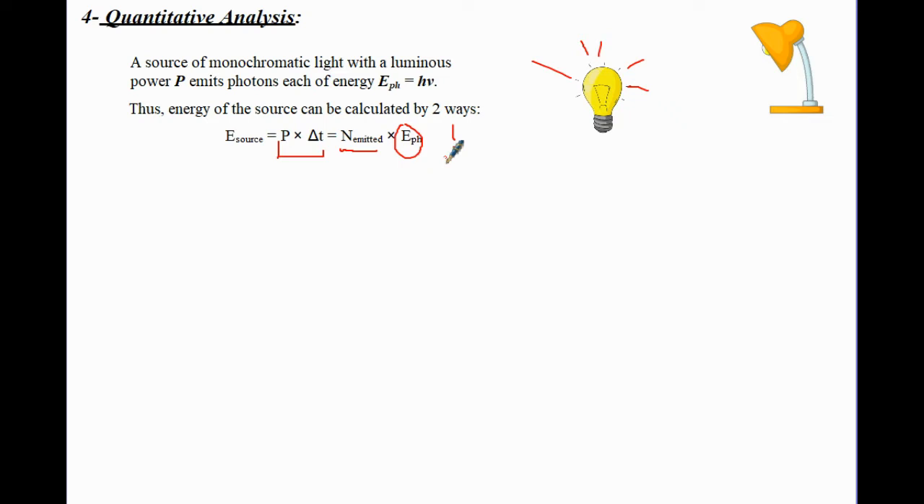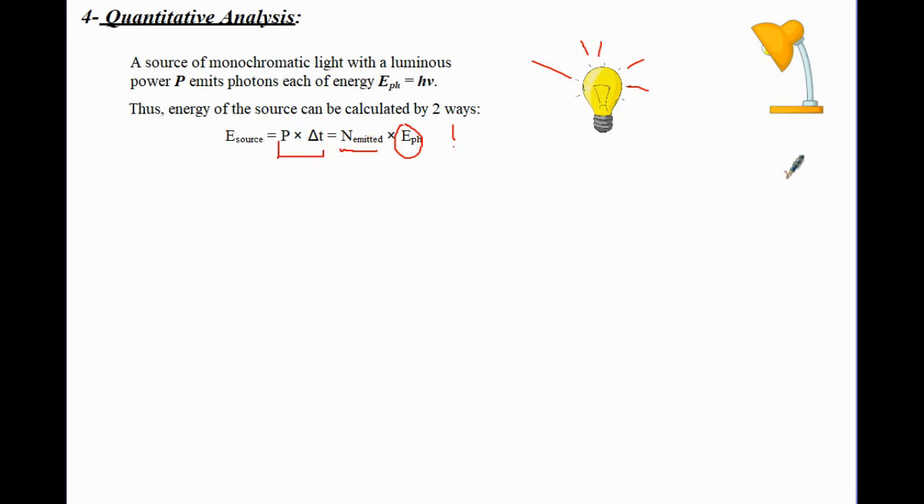From this equation, knowing the power of the lamp or the source of light, I can calculate the number of emitted photons. Don't expect this number to be low. Expect it to be a number more than 10 to the power 15 or 10 to the power 16 photons. These are very minute small particles you are talking about, right?